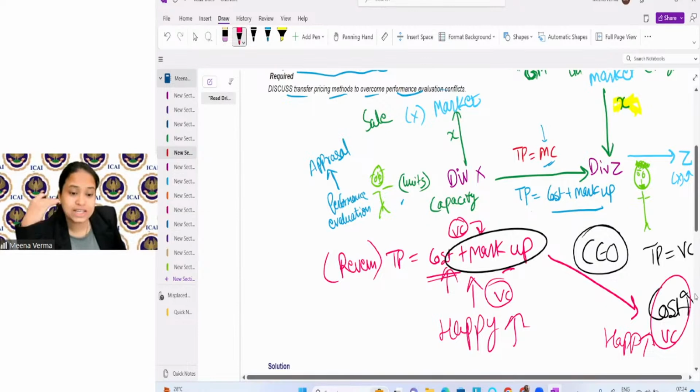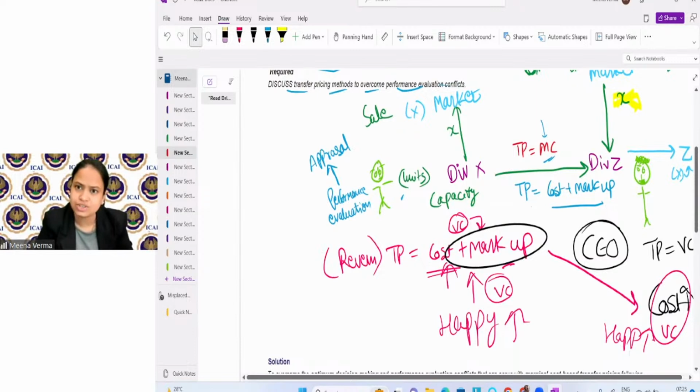If you will ask me, it is actually not the right way of measuring the performance. It is not the right way. But just to avoid the conflict, the company adopts such method. Otherwise, it is actually not encouraging the department manager to increase the efficiency of the department. Generally, why we decide the incentive appraisals kind of thing for the company's division manager? For a reason, to encourage them to perform better. But if you are not properly deciding the transfer pricing, what will happen? It will not encourage the division manager.